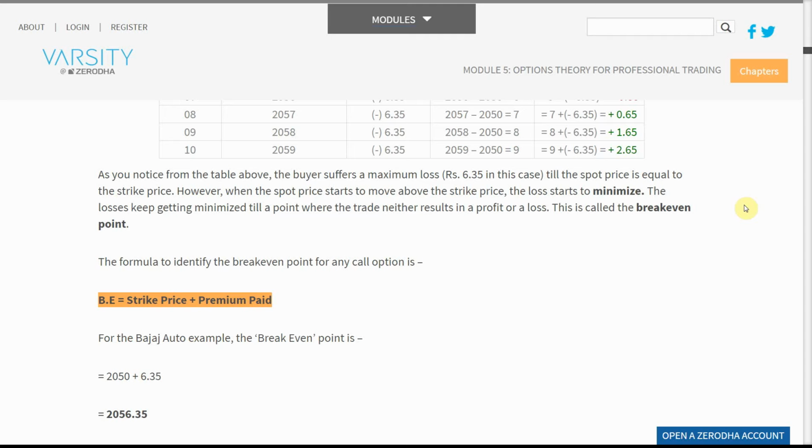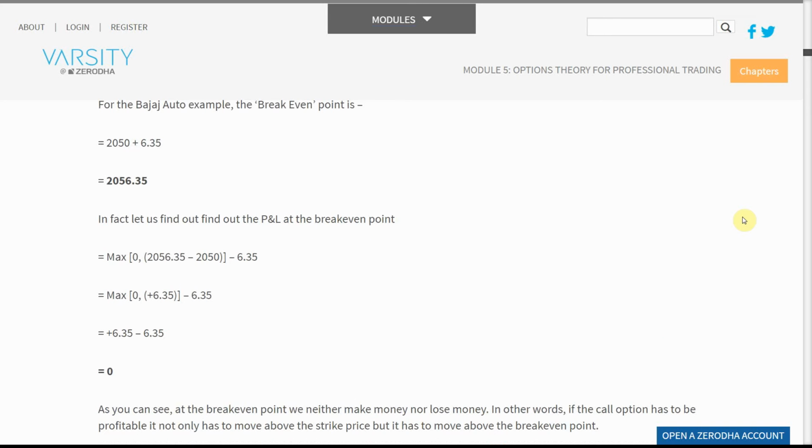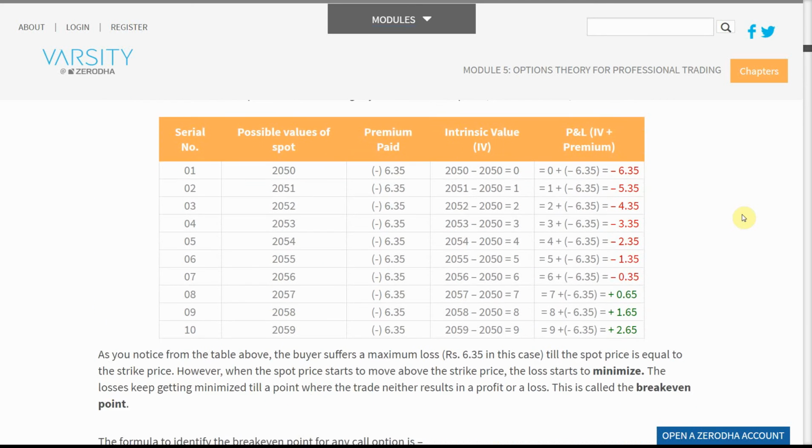For the Bajaj Auto example, the break-even point equals 2050 plus 6.35 equals 2056.35. In fact, let us find out the P&L at the break-even point. P&L equals max(0, 2056.35 - 2050) - 6.35 equals max(0, 6.35) - 6.35 equals 6.35 - 6.35 equals 0. As you can see, at the break-even point we neither make money nor lose money.